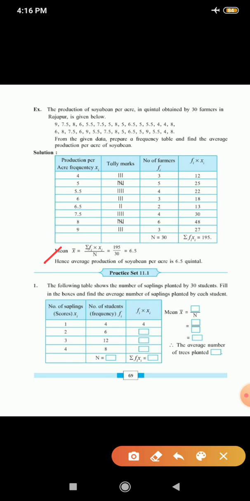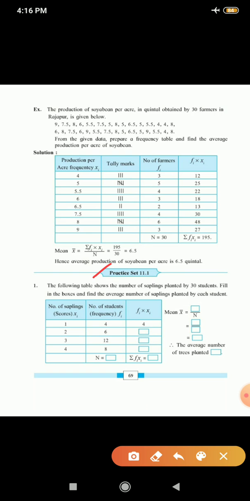Now let us go to practice set 11.1. So you can take your pencil in your hand and you can fill in the blanks here. As I tell you, the following table shows the number of saplings planted by 30 students. Fill in the boxes and find the average number of saplings planted by each student.